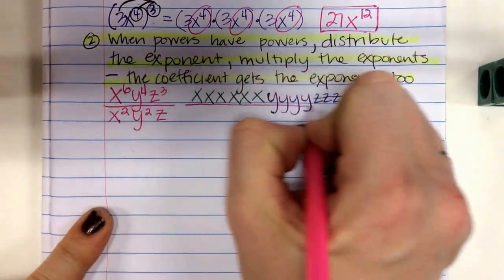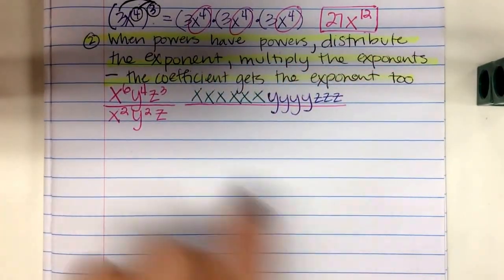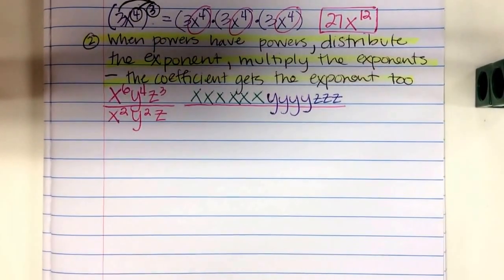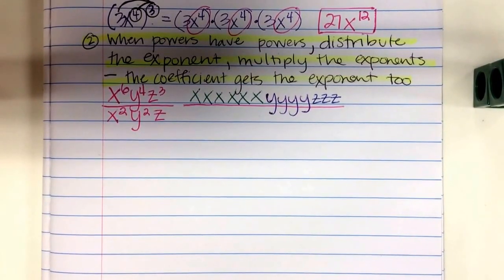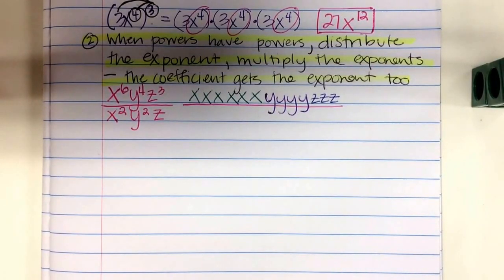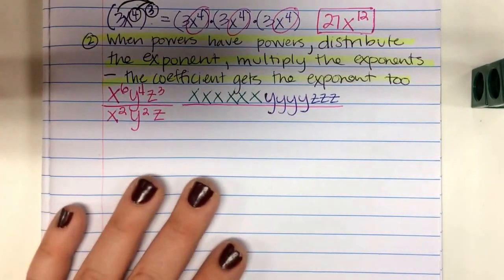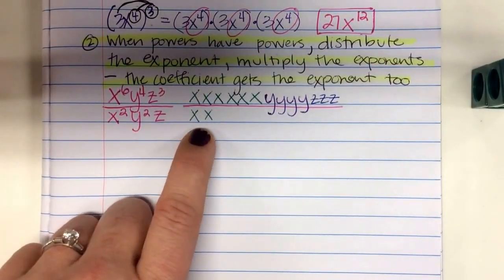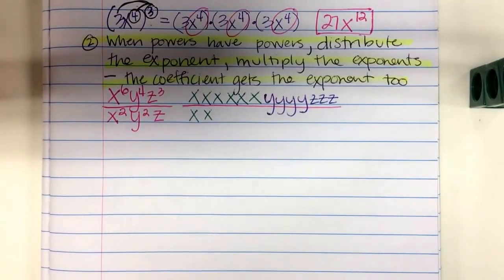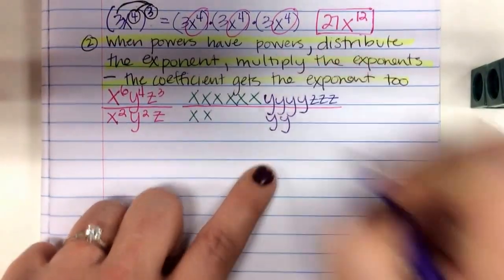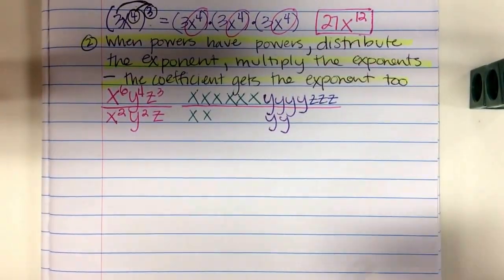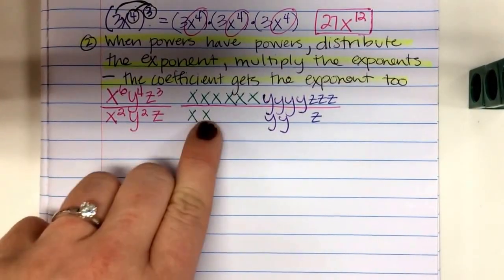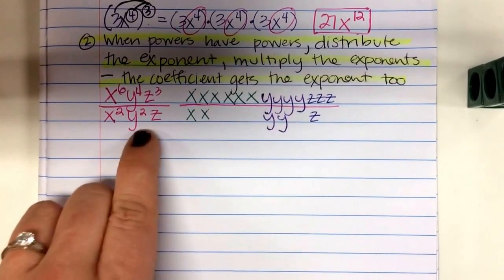Let's do the denominator. Who can expand the whole denominator? Good, and I'm going to group mine: X's under X's, Y's, Z's. X squared, X X. Y squared, Y Y. Z.